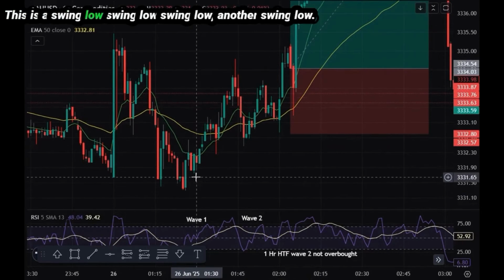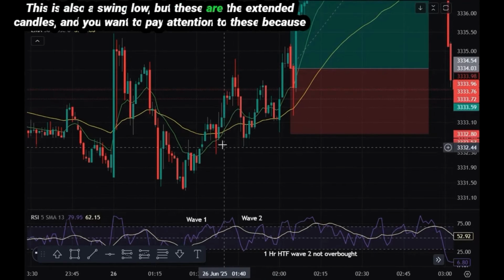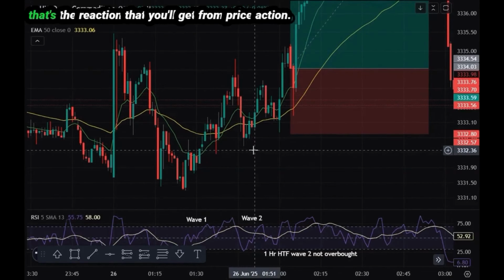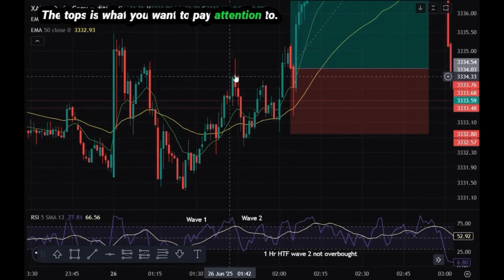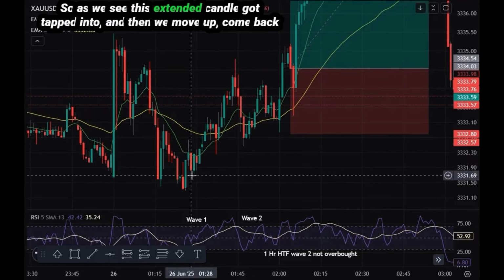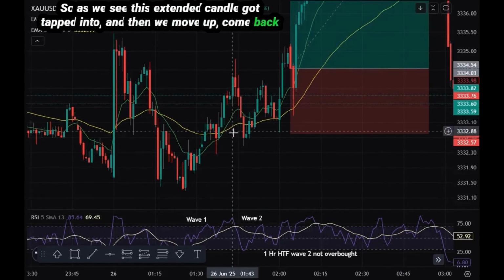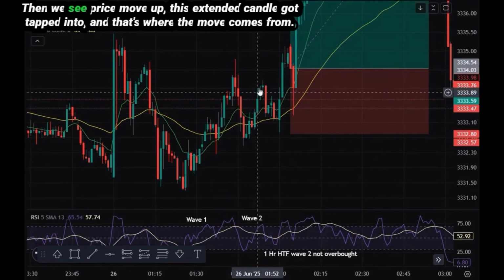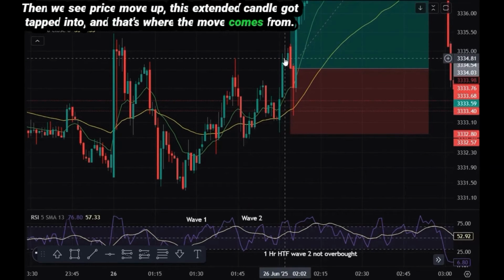This is a swing low, swing low, swing low, another swing low. This is also a swing low, but these are the extended candles, and you want to pay attention to these because that's the reaction that you will get from price action. The tops is what you want to pay attention to. So as we see, this extended candle got tapped into, and then we move up, come back down. This extended candle got tapped into. Then we see price move up. This extended candle got tapped into, and that's where the move comes from.